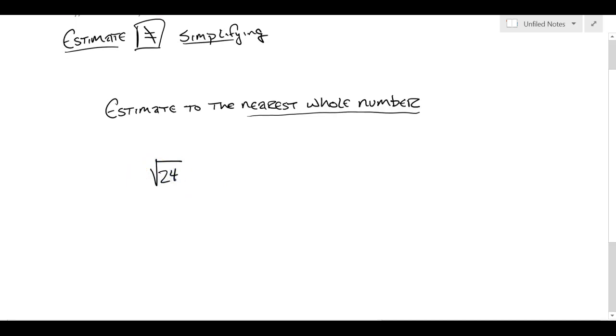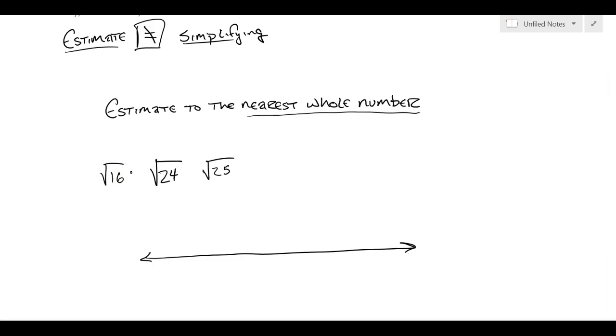Square root of 24, radical 24. And it says, well, estimate to the nearest whole number. What I have to do at this point in time is this, and I like to use a number line here. You do not have to do this, but you can go for it. I think to myself, well, what are the two perfect squares on either side of this? Well, I know 25, I know 16. Those are the two perfect squares that are on either side of this.